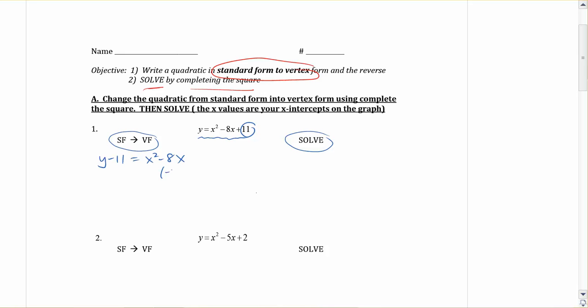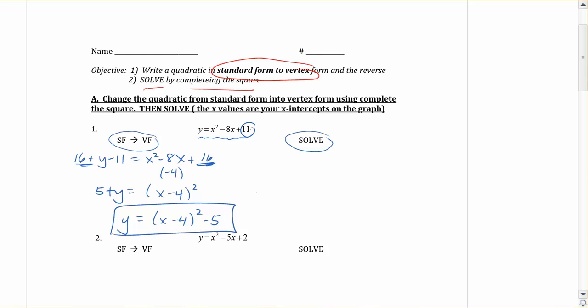To do that, I take half my b value, I put plus a blank, and my magic number is going to be my half of b value, so my b over 2 squared. So if I add 16 on the right side, I have to add 16 on the left side in order to balance my equation. So let's clean it up. 16 minus 11 is 5 plus y. When I factor this perfect square trinomial, it will be x minus 4 quantity squared. And if I were to solve for y by moving the 5 over, I would have to subtract the 5 to the other side. So I've just successfully changed my equation from standard form to vertex form.